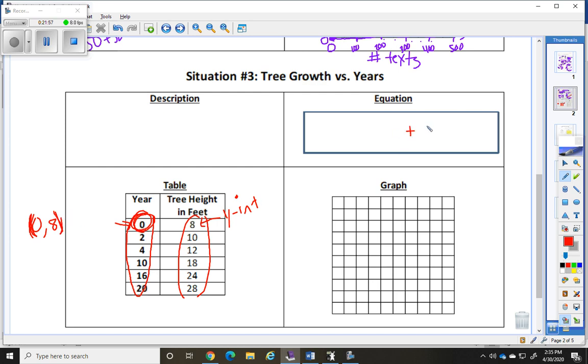So I could even like start my equation if I wanted to. I know I'm going to have like a plus 8 at the end. And then I should figure out how fast this tree is growing. It looks like it's increasing by 2 feet in 2 years. So if it's going up 2 feet in 2 years, how much is it going up each year? 2 over 2 is 1. It's growing at a rate of 1 foot per year. So 1x plus 8 would be my equation, where x represents the number of years and y represents the height in feet.